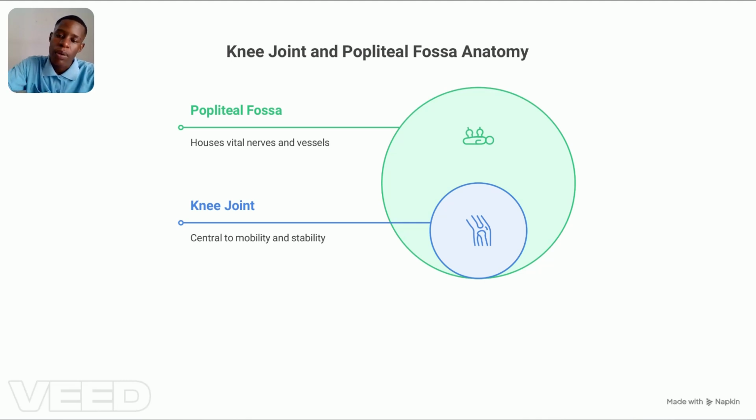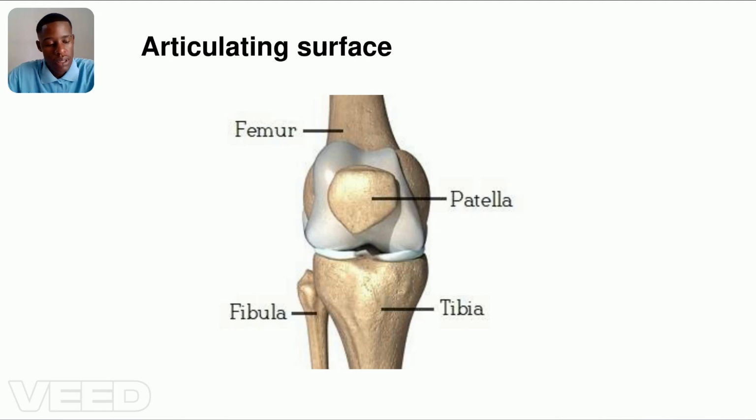Remember when we spoke about the knee joint, we said it is a complex joint. But what really makes this joint complex? The knee joint is made complex because of the bones that create joints within it. It is made by these bones: the femur, the tibia, and the patella. These are the bones that form the knee joint.